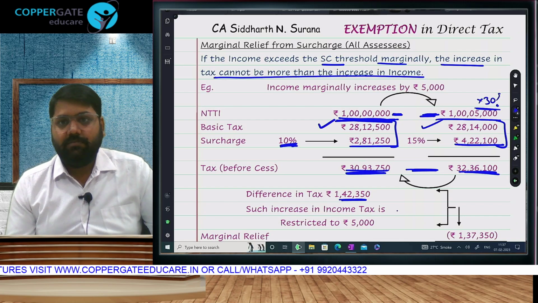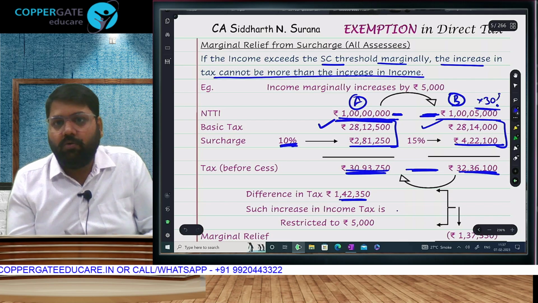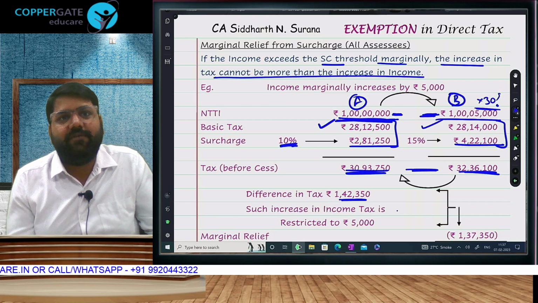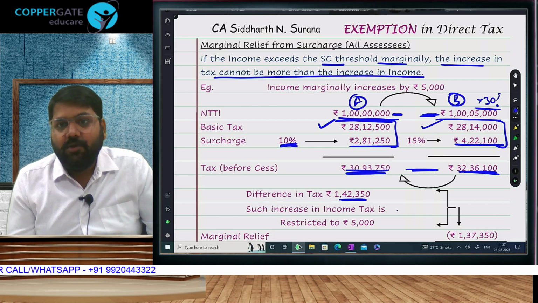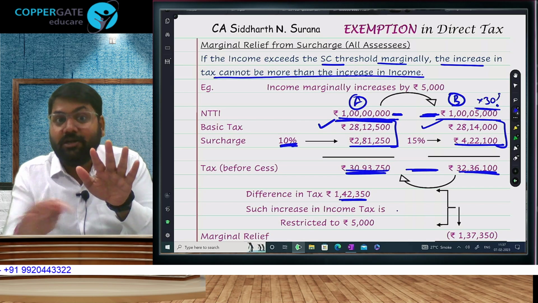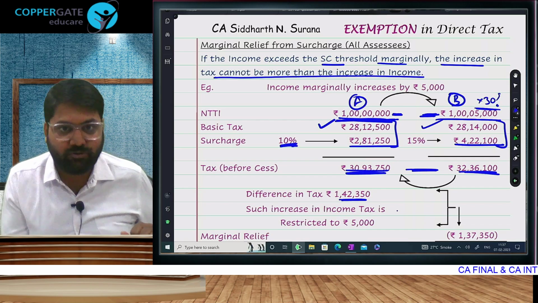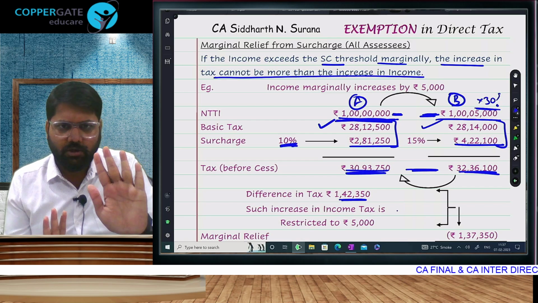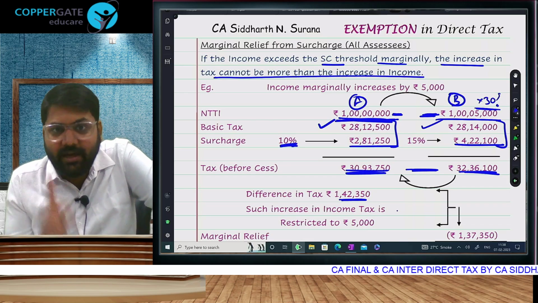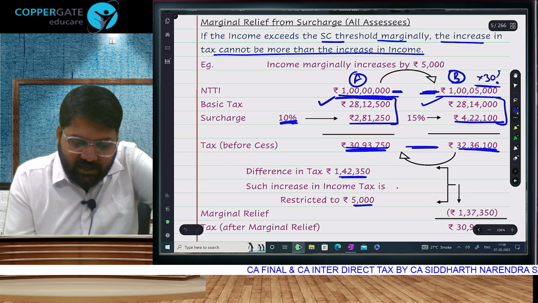So, here is the problem that person B has earned only 5,000 more than person A. But his tax is increasing by 1,42,350. The increase in income is 5,000, but tax has increased by 1,42,350. How disastrous! It means if B conceals only 5,000 of income, not much, only 5,000, his tax will fall by 1,42,350. And here comes the line: the difference in tax cannot be more than the difference in income. So, this difference will be restricted to 5,000.